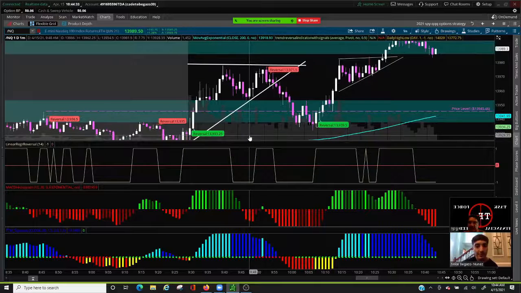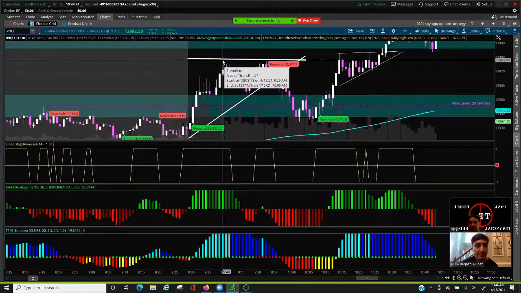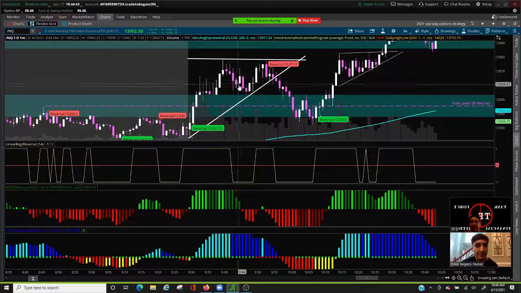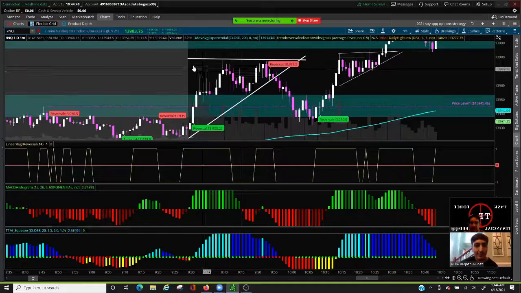So what is an ascending triangle? An ascending triangle is a chart pattern where the price comes up to a point and finds resistance, but when it comes down, it fails to go all the way down, and it looks like the price is squeezing inside a triangle, right?